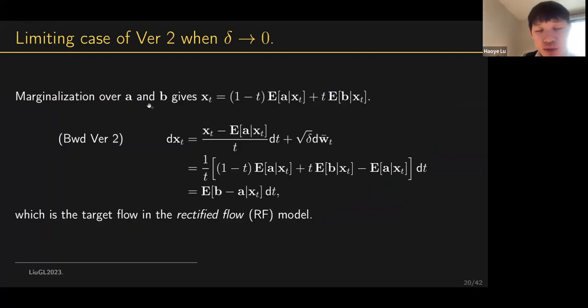And we will do the same trick as we did before by marginalization. I do the marginalization over the starting points A and B. Then we will have this expression. And if we plug this expression back into the backward version 2 and do some simplification, then we will get the target flow in rectified flow, as shown here. So what does it mean? It basically means rectified flow is just a special case of the bridge model where we set delta to be 0.